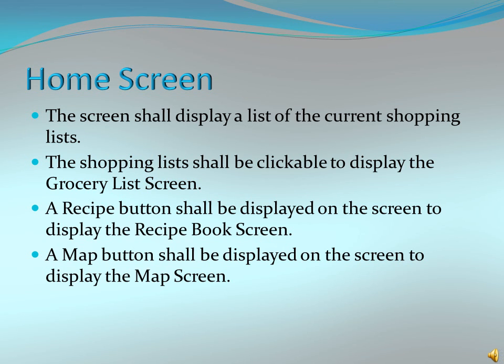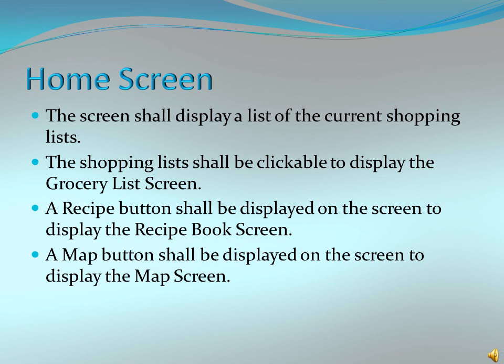The main screen of the application is the home screen. On here we'll display a list of all of your saved grocery lists. You can add a new list, or you can click each grocery list to bring you to the grocery list screen where you can edit your grocery list and add some of your favorite recipes.